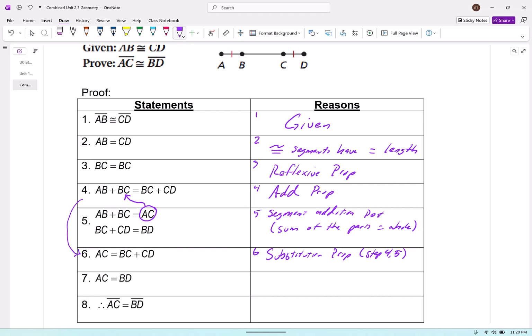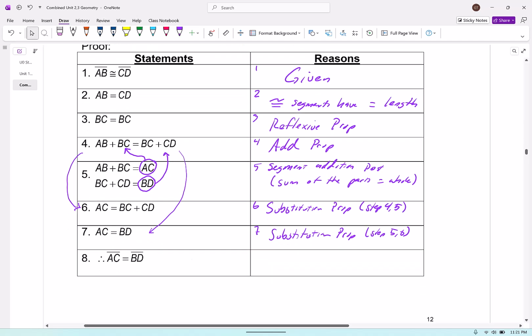And then again, we're going to take this part and substitute it in for that part. And that's how we're going to end up down there. So what do we have to do? The substitution property again. But in this case, it was step 5 and 6 combining together.